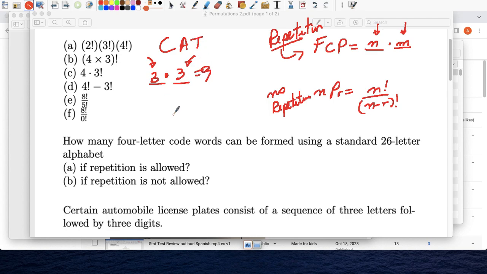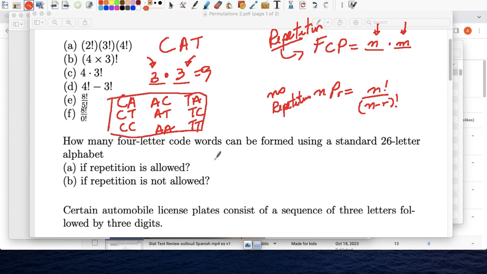Let's see if we can get that. So it'd be C and A, C and T, and I forgot C and C. It could be an A and a C, A and a T, and it could be an A and an A. It could be a T and an A, T and a C, and a T and a T. So here are my 9 choices.